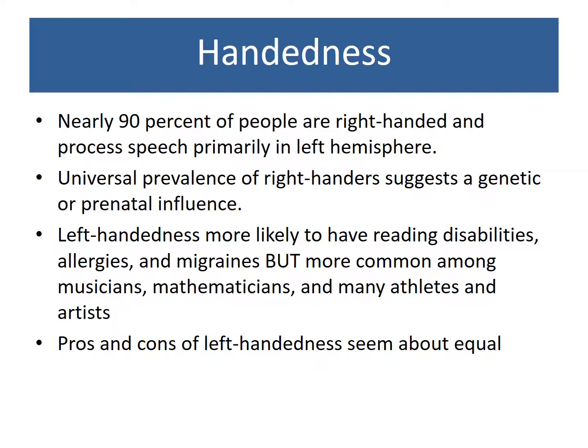There might be some genetic or prenatal influence on handedness, that because we are so overwhelmingly right-handed, left-handers may have some distinctions compared to right-handers. You know, there may be some traits associated with left-handedness more than right-handedness that may have a genetic influence. Left-handedness, for instance, may be more likely to come with reading disabilities or allergies or migraines, very interestingly enough. But left-handers also may be more common among musicians, mathematicians, and many athletes and artists. So there are advantages and disadvantages to being left-handed.